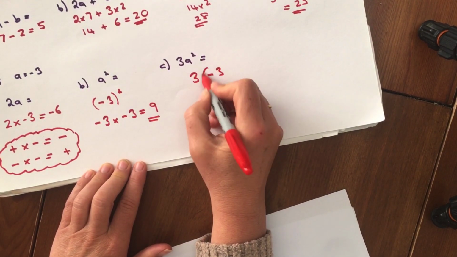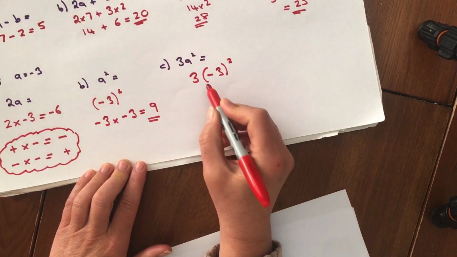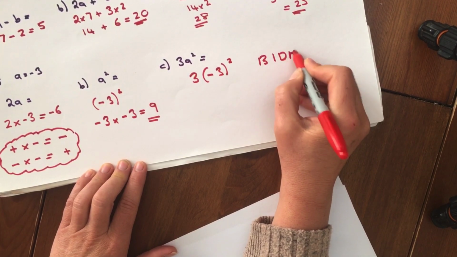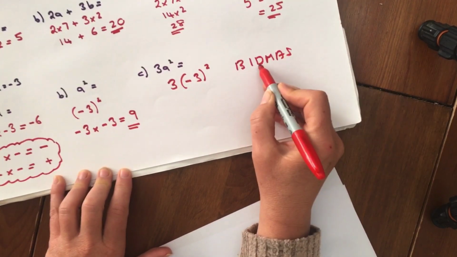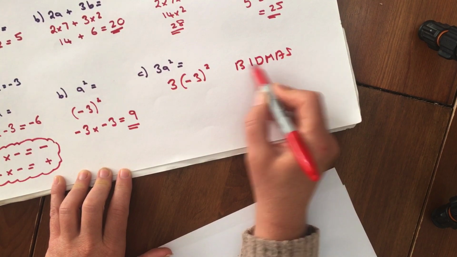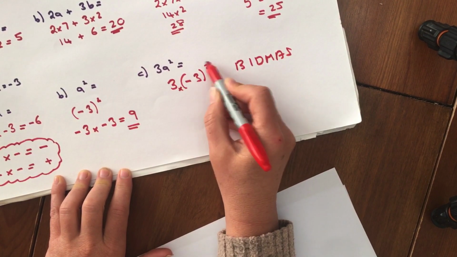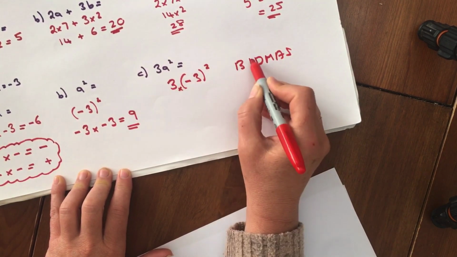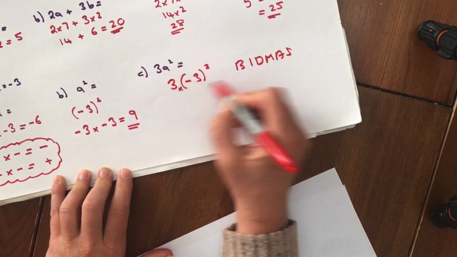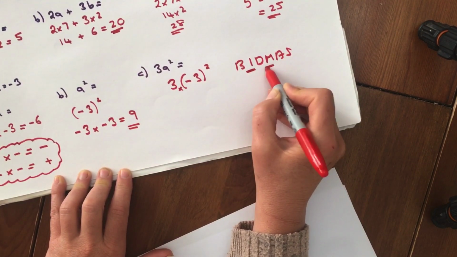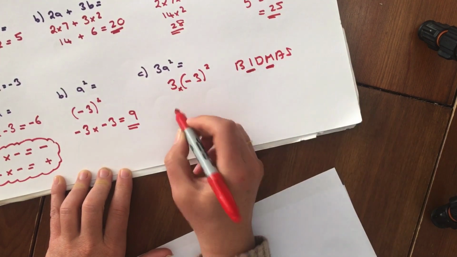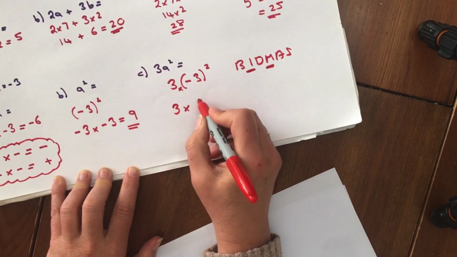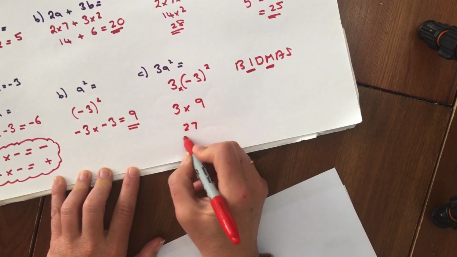3a squared. A is -3. Now we have to work out the brackets first. Remember BIDMAS, order of operations. Brackets comes before. This means multiplication here. So we're going to work out -3. Actually, this is an indice, isn't it? -3 squared. We're going to work out the indice bit first, and then the multiplication. So indices is more powerful than multiplication. So I've got 3 lots of -3 squared, we work that out here, is 9. So my answer is 27.